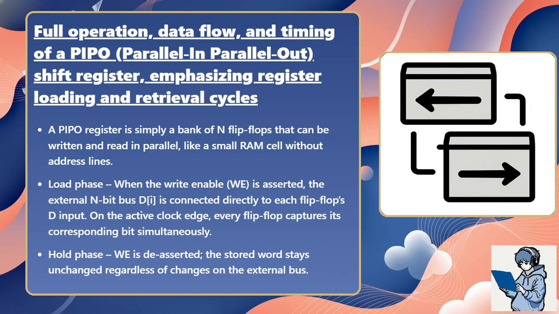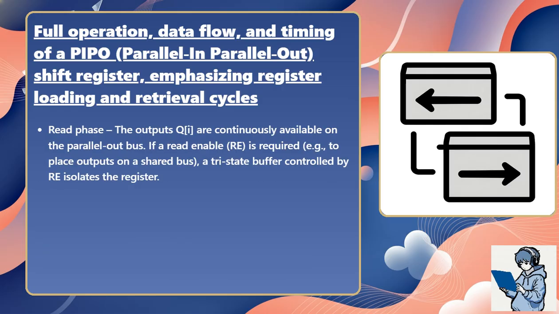Hold phase: WE is deasserted. The stored word stays unchanged regardless of changes on the external bus. Read phase: the outputs Q sub I are continuously available on the parallel out bus. If a read enable RE is required, for example to place outputs on a shared bus, a tri-state buffer controlled by RE isolates the register.